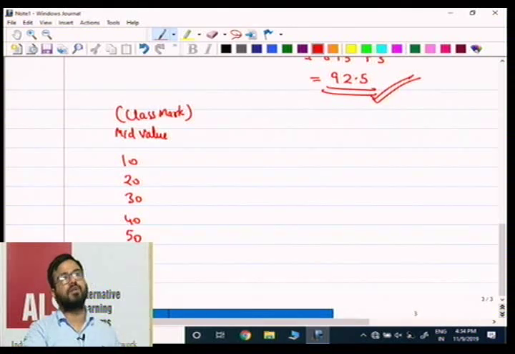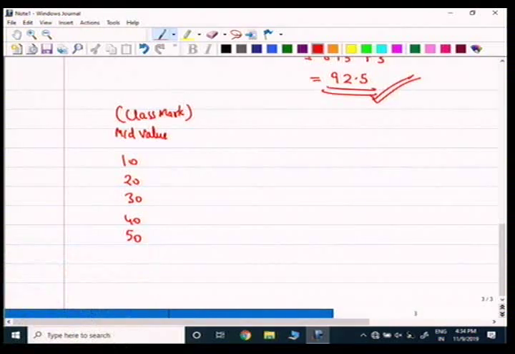Yes, Itanagar, if the difference between the class intervals is 2, then we have to add and subtract 1 from both, right? So just make sure that whatever is the difference, half of the difference you have to add and subtract. Right?